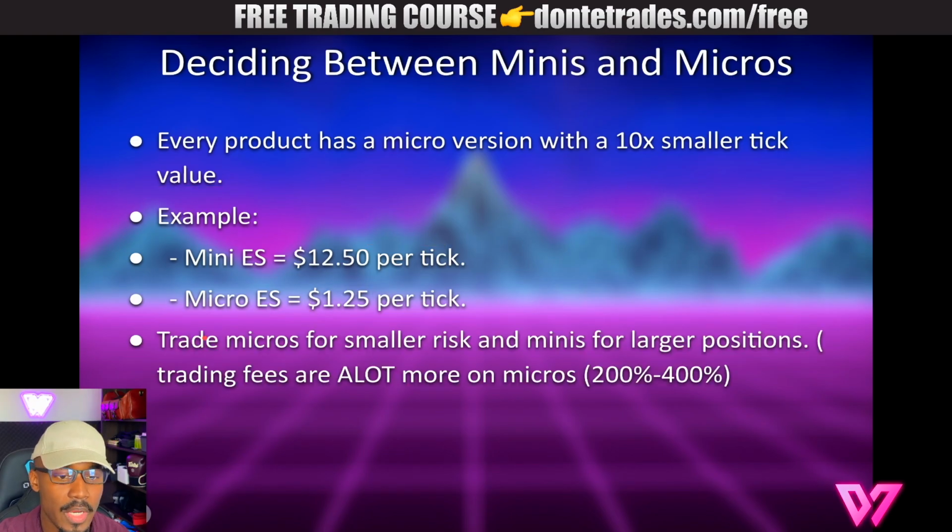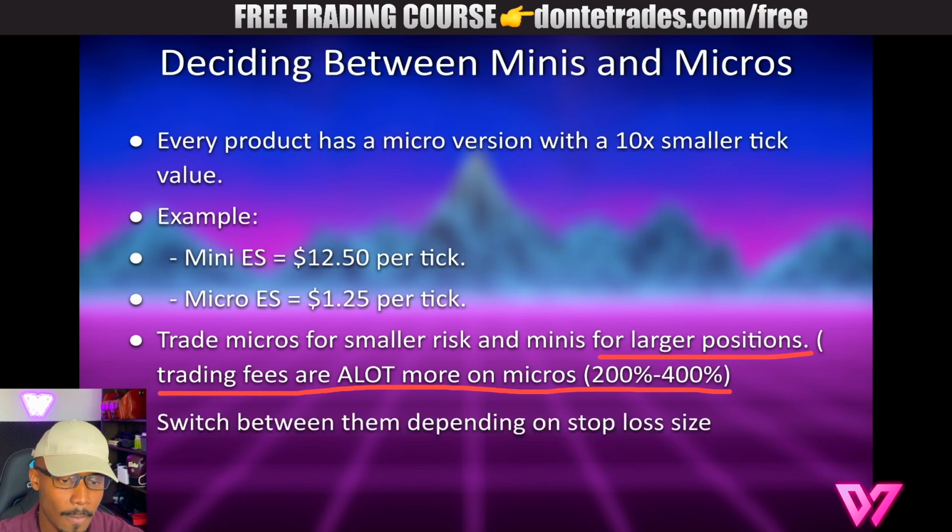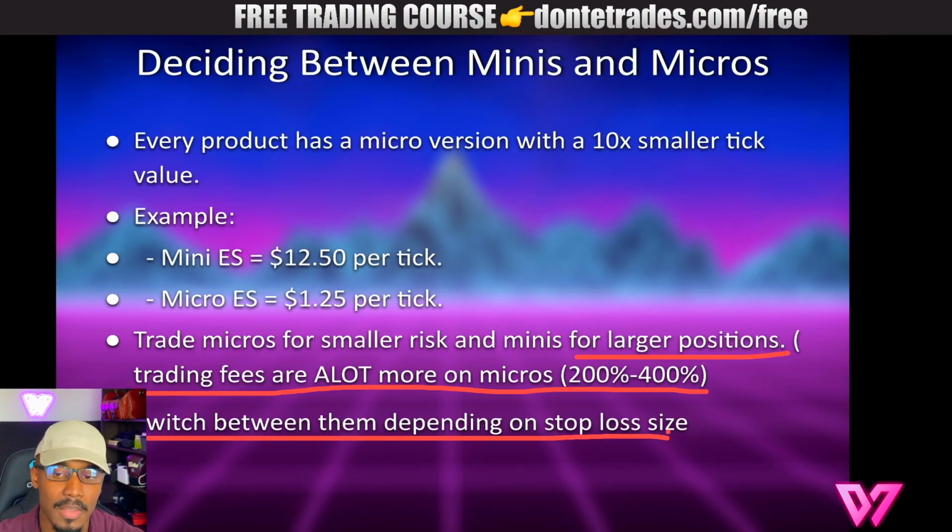So you want to trade micros for a smaller risk and minis for larger positions. Just know that the trading fees are a lot more with micros. It's significantly more. If you trade the same position size on micro, you're talking about a 200 to 400 percent difference when it comes to the trading fees. But you just want to switch between them depending on the stop loss and size.